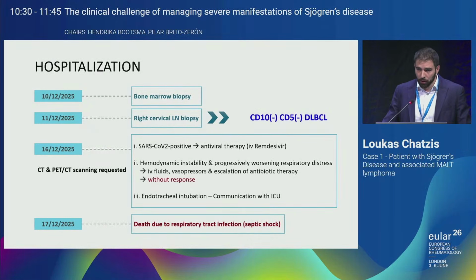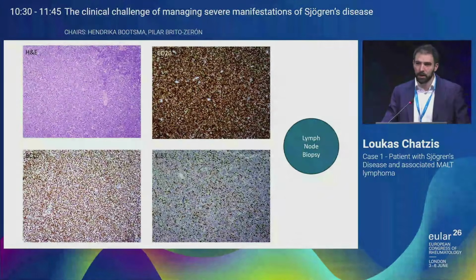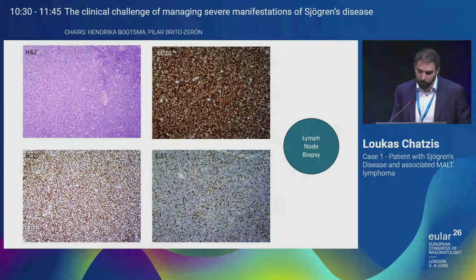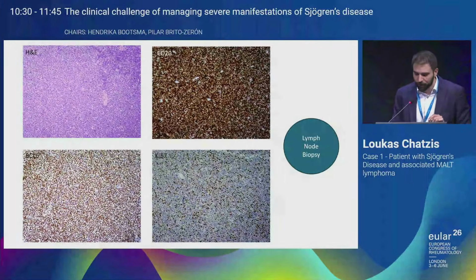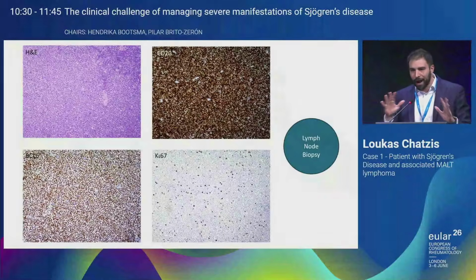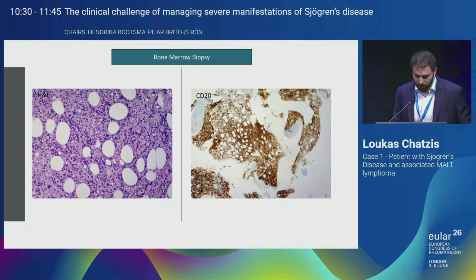The final pathology was compatible with a CD10 negative, CD5 negative DLBCL of germinal center type, as seen in the lymph node biopsy, composed of medium to large CD20 positive B cells that are also positive for BCL6, BCL2 and MYC. This is a triple hit DLBCL with a high Ki67, more than 70%. Notably, in some areas of the same lymph node there was a very low proliferation index, almost 5 to 10%, suggesting that this is probably an aggressive transformation of a MALT lymphoma to a DLBCL. That was also found in the bone marrow.